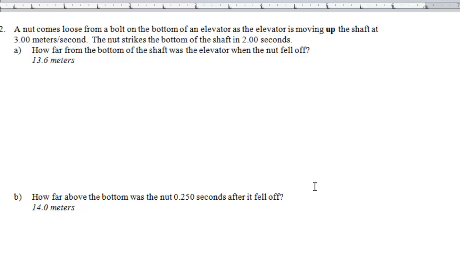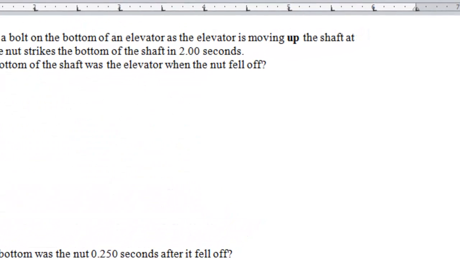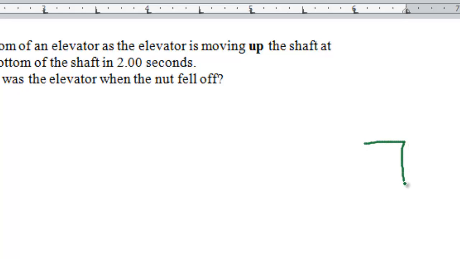The knot comes loose from a bolt on the bottom of an elevator as the elevator is moving up at 3 meters per second. So what would be the initial velocity of that knot? So we have here the elevator moving upward and the knot got loose. So while the elevator is moving upward at 3 meters per second, everything in it, including this knot, is moving with the same speed, 3 meters per second.